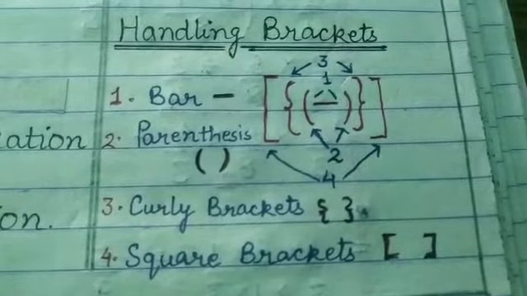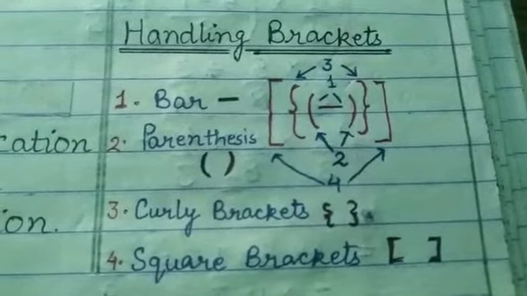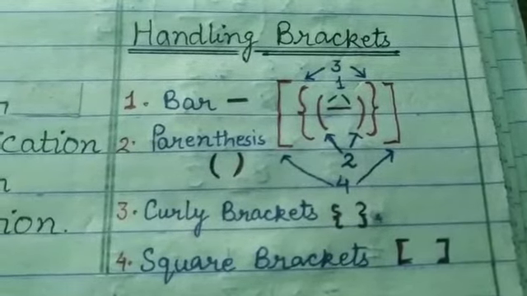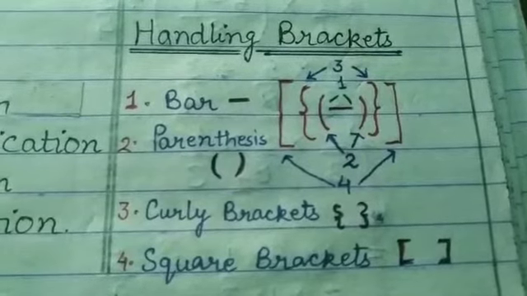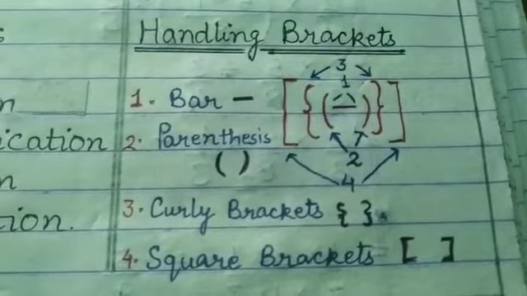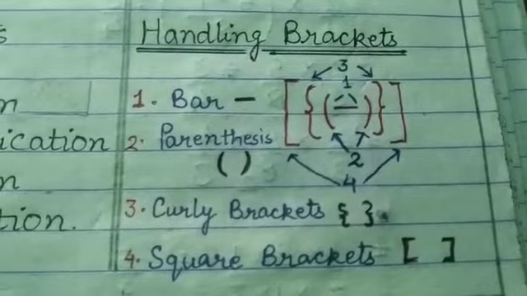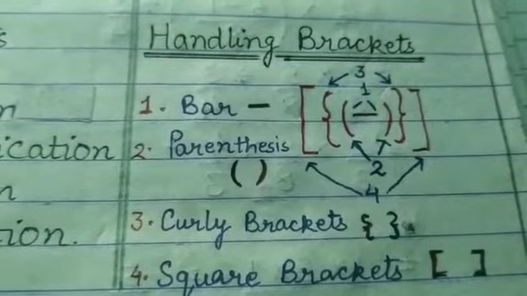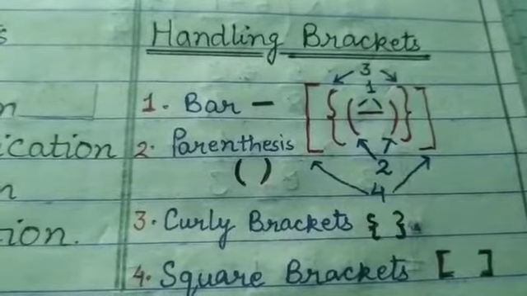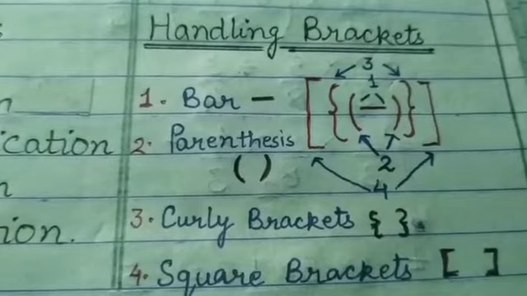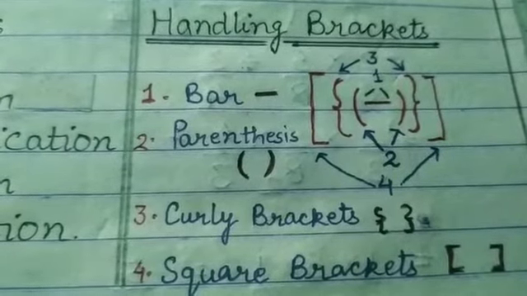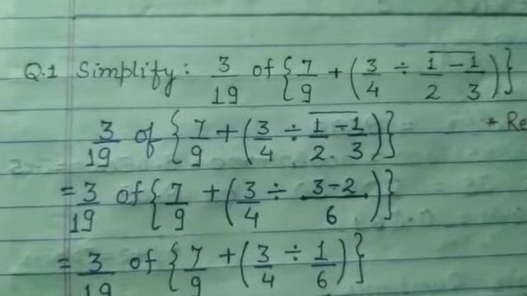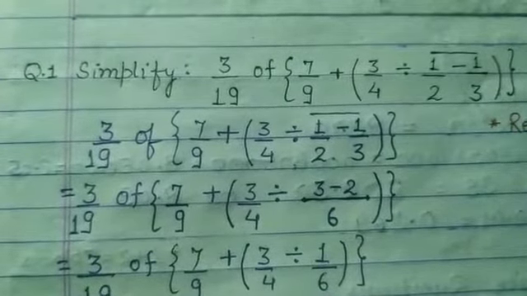In mathematics we use various kinds of brackets. These brackets are divided into 4 categories. First is bar, second is parenthesis or small bracket, third is curly bracket, and the last is square bracket. So while solving the brackets, first you solve the bar bracket, second the small bracket, third the curly bracket, and then the square bracket. Let us discuss question number 1 of today's worksheet.